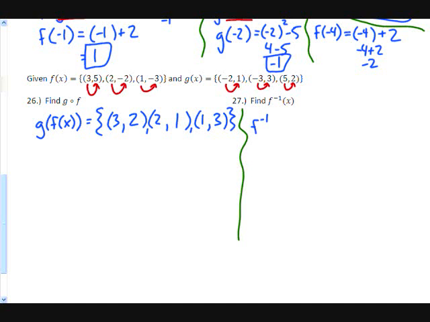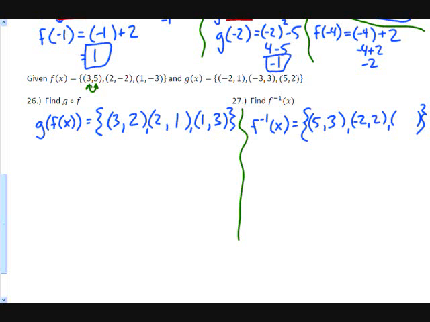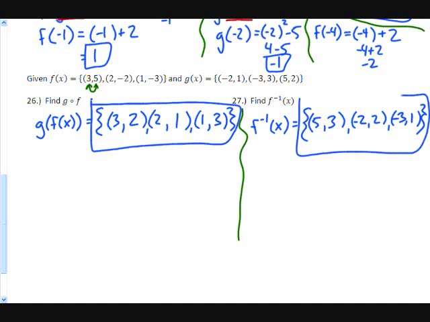For number 27, I want to do the inverse. That's what this symbol means. I want to do the inverse of f of x. So instead of taking f of x exactly as it's written, the inverse, remember, I just switch the x and the y values. So I take each of these ordered pairs. The first one was 3, 5. Instead, I'm just going to switch the x and the y. So it's going to be 5, 3. The next one, instead of 2, negative 2, it's going to be negative 2, 2. And the last one, instead of 1, negative 3, it's negative 3, 1. And that's it. That's my inverse. So composition, I plug one function into the other function. Inverse, I switch the x and the y.